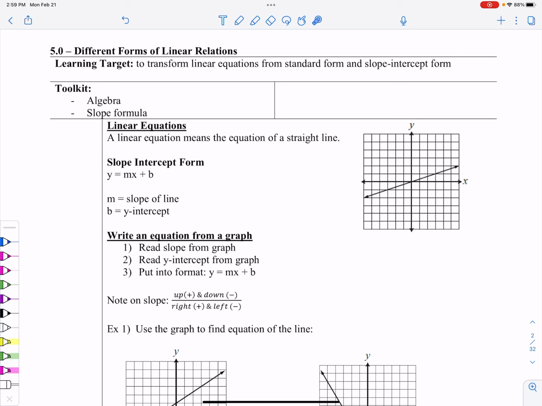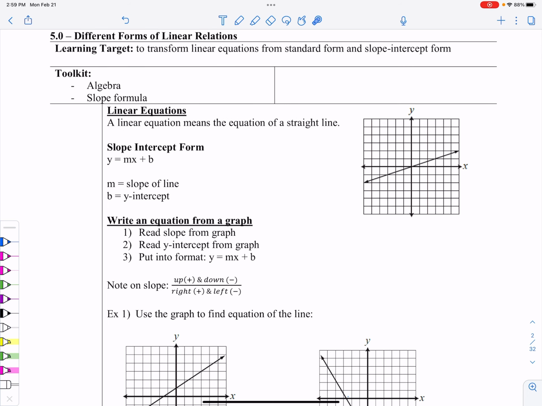So in the last chapter, we learned about slope of a straight line. And now we're going to introduce linear equations of a straight line. So a linear equation means the equation of a straight line. And the first form that we're going to look at is slope-intercept form.